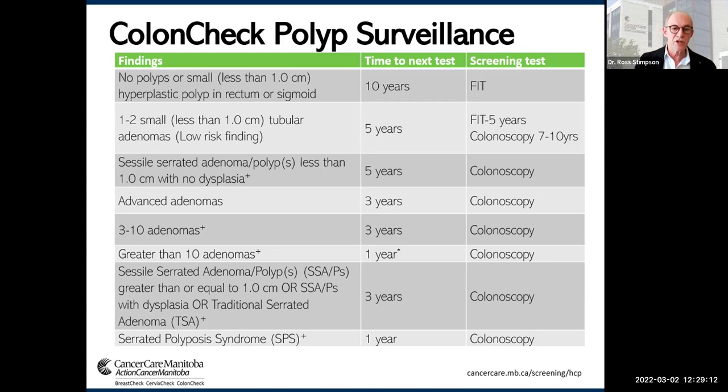And in our classification here, we've included sessile serrated adenomas with dysplasia or greater than a centimeter, along with traditional serrated adenomas, as high-risk adenomas. And of course, they should have colonoscopy surveillance in 3 years. Next slide, please.